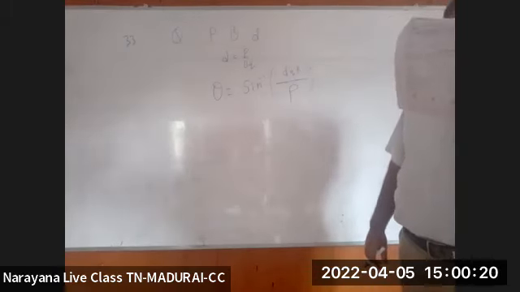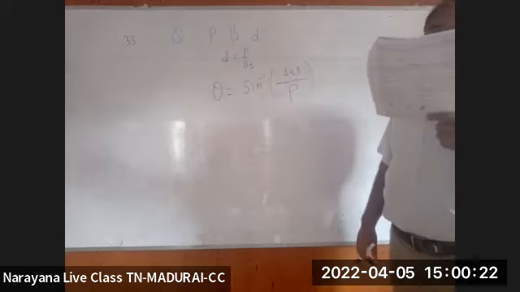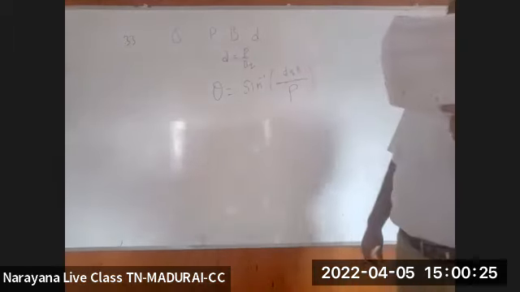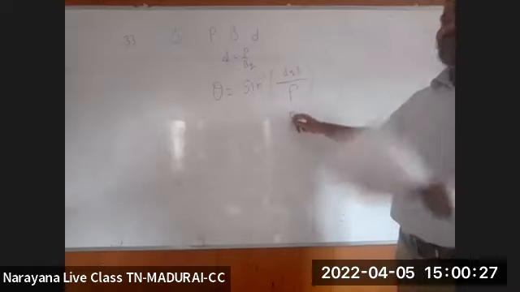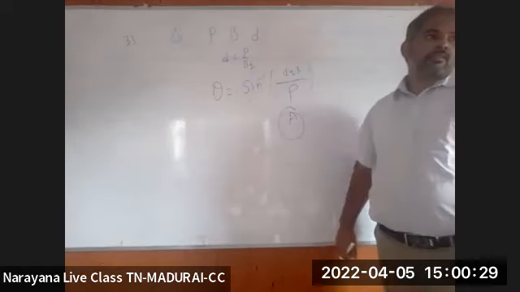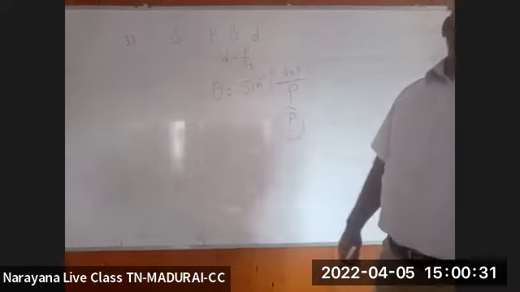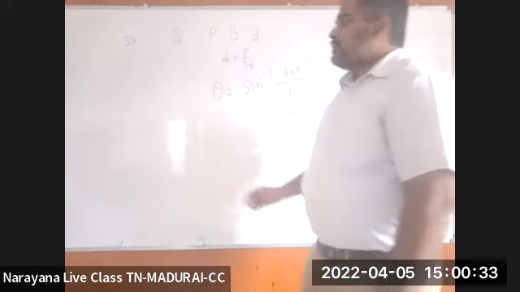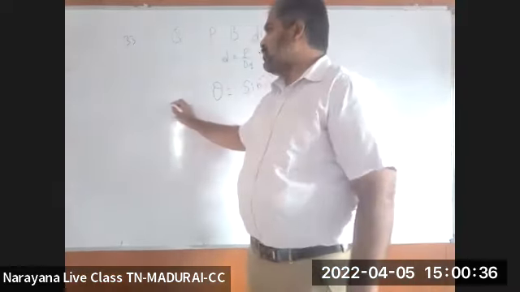This is the right option. Sin theta equal to bqd divided by p. So option A is the right answer. Understood? Or else do you want me to revise the concept again? Is any uniform magnetic field?